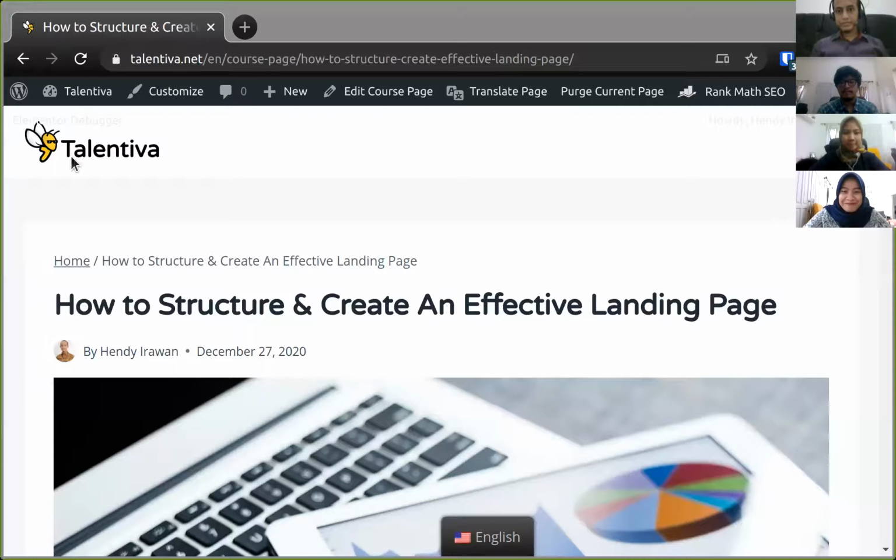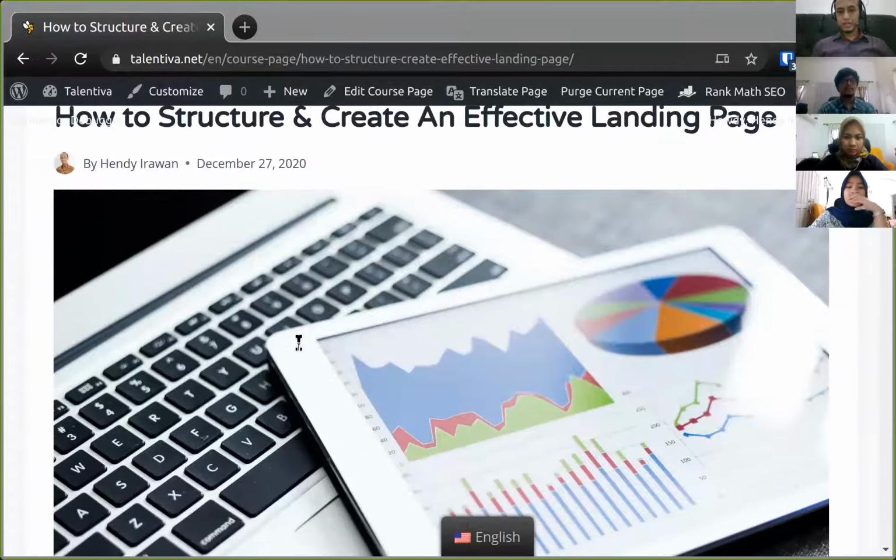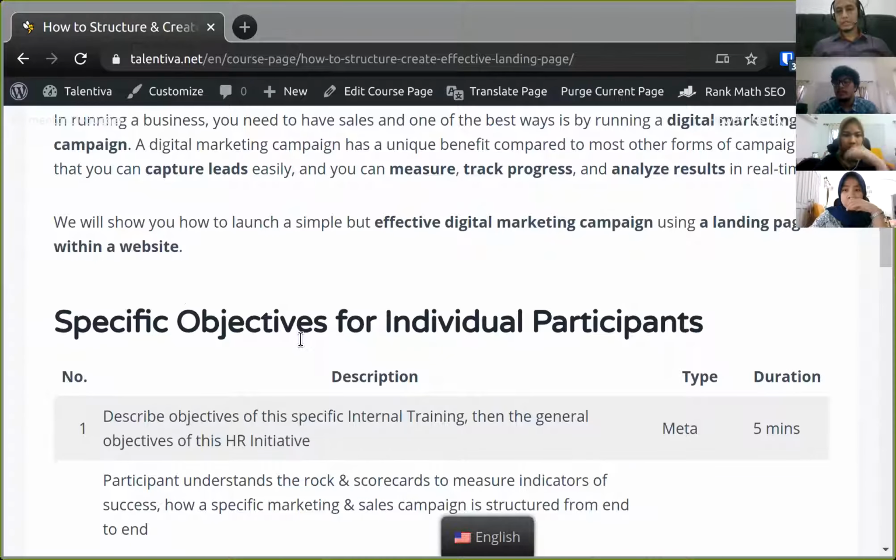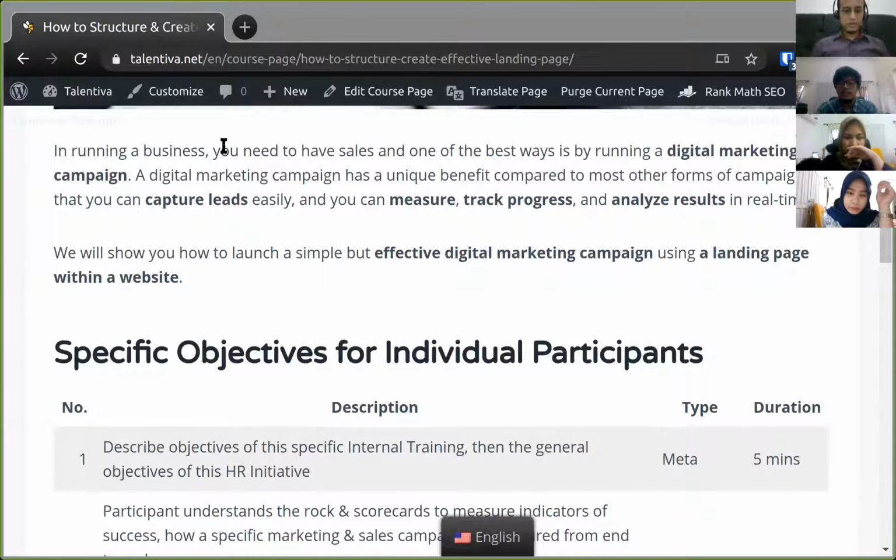Okay, so I'm gonna share my screen. So this is a training for how to structure and create an effective landing page. I have already shared the URL for this training material in the chat room.